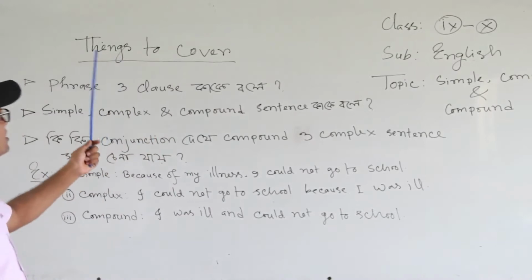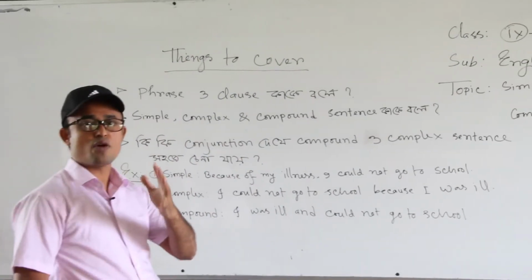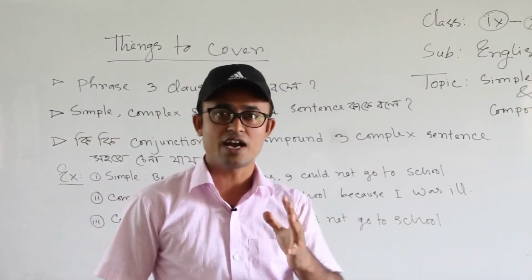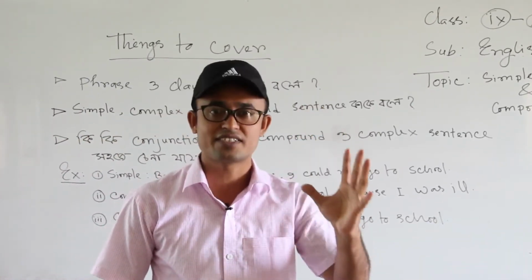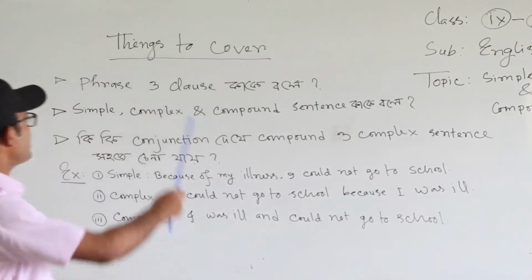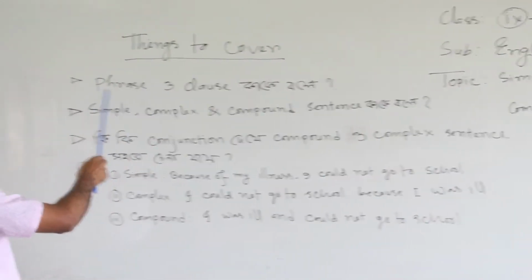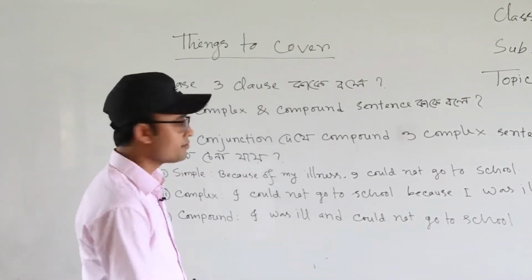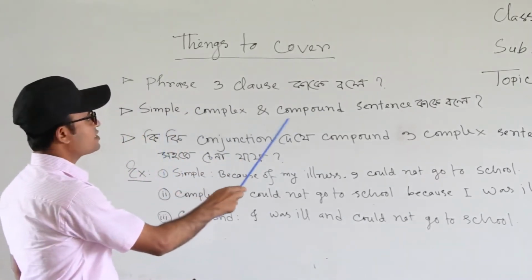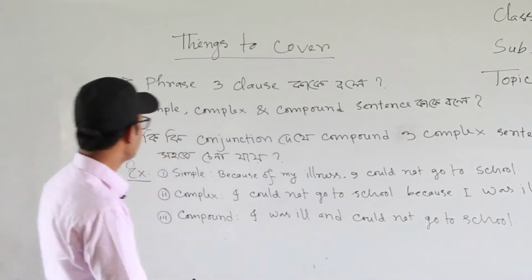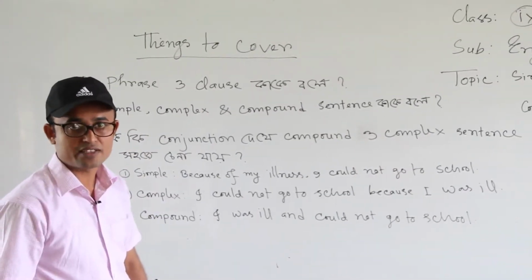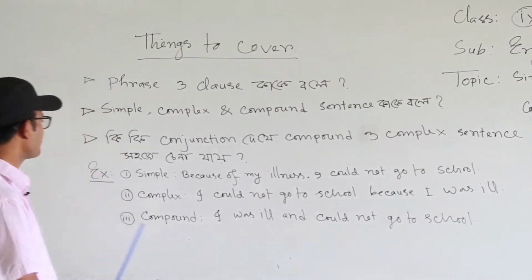At first, things to cover, simple, complex, compound বুঝার জন্য যে মৌলিক ধারণা থাকা দরকার. First of all, we have to understand that. শুরুতে আমরা জানবো phrase and clause কাকে বলে, simple, complex and compound sentence কাকে বলে, কি conjunction দেখে compound complex sentence সহজে চেনা যায়.